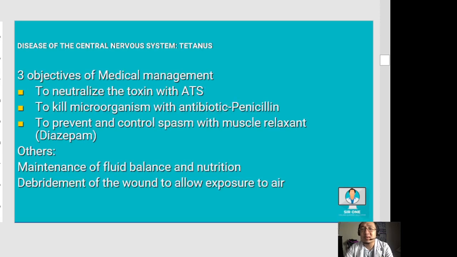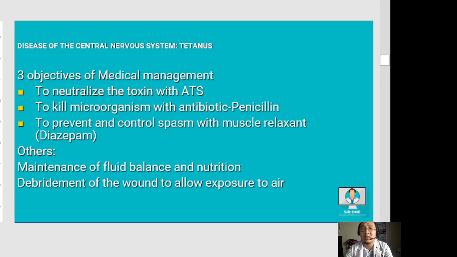Then for management purposes, there are three objectives of medical management. One is to neutralize the toxin with anti-tetanus serum. Again, this is a passive artificial type of acquired immunization. Second, to kill the microorganisms with antibiotic, which is penicillin, the drug of choice for tetanus, and third, to prevent and control spasms with muscle relaxant. The choice for spasms is diazepam.